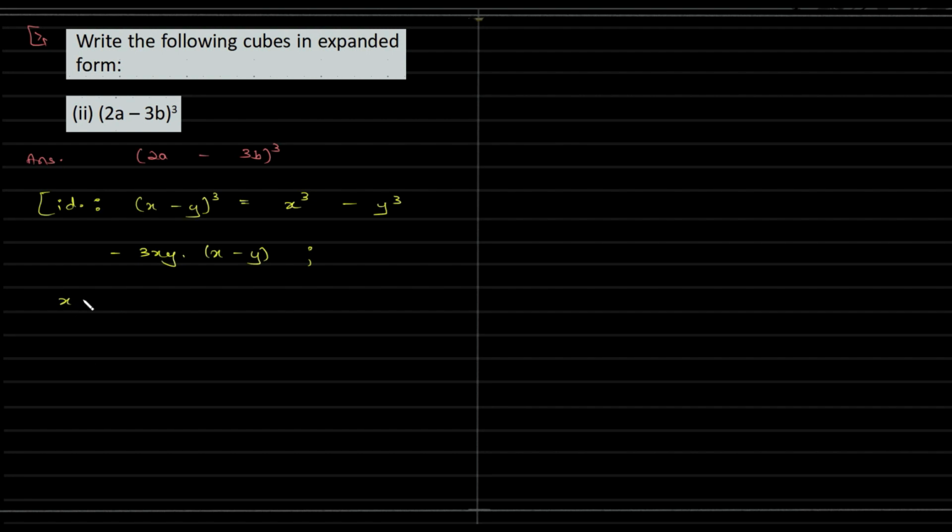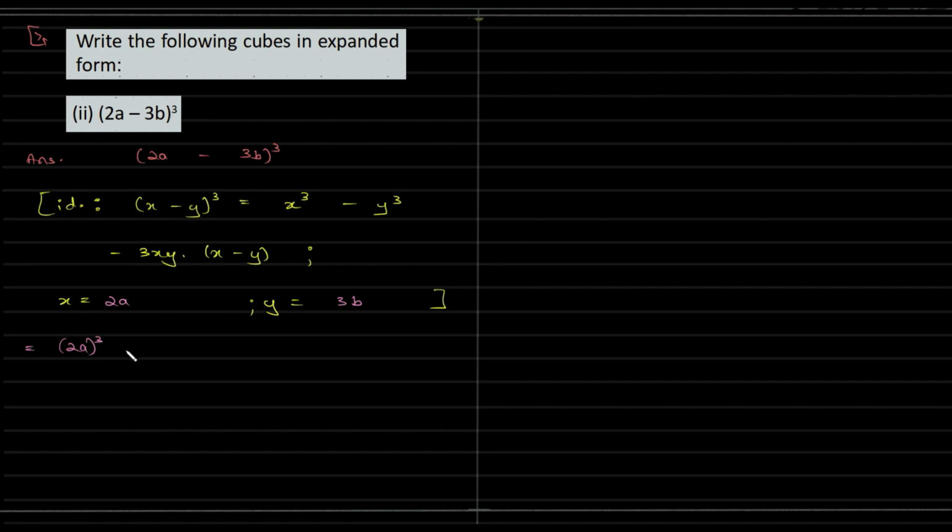So here you have x and y to be what? x is 2a while y is 3b, right? The negative is taken care of by the formula itself, so you need not bother with the negative. If this was positive, then your y would have been minus 3b. Okay, moving on. So we can further, we have to apply the formula now.